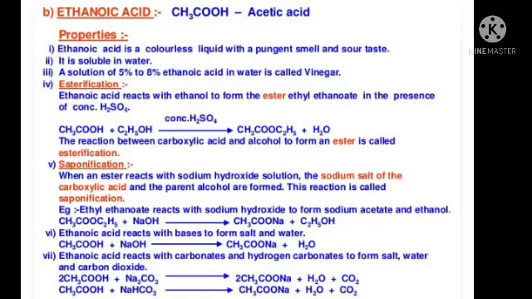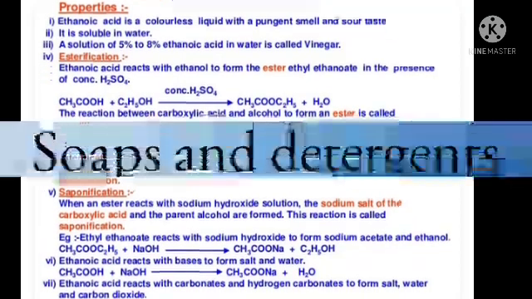The next one is saponification. When an ester reacts with NaOH solution, sodium salt and alcohol are formed. Next is ethanoic acid. It reacts with bases to form salt and water. Next one, it reacts with carbonates and hydrogen carbonates to form salt, water, and carbon dioxide.